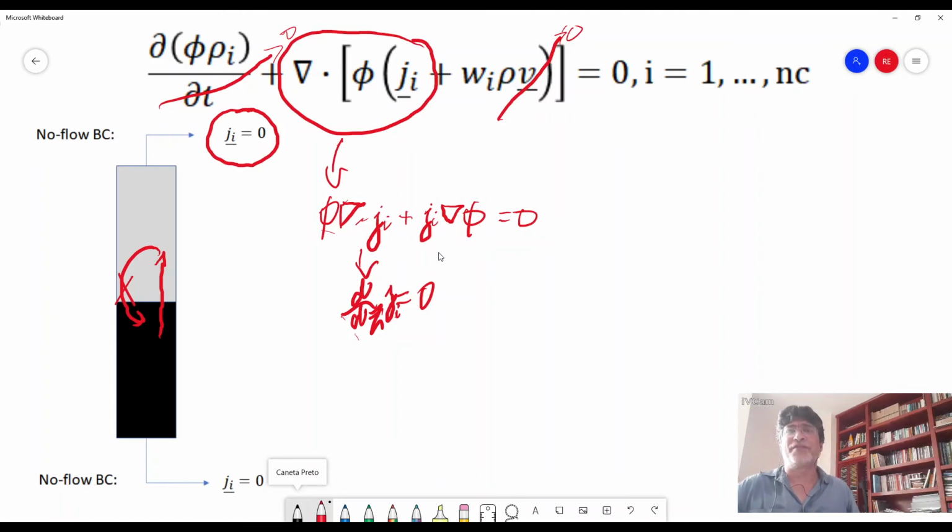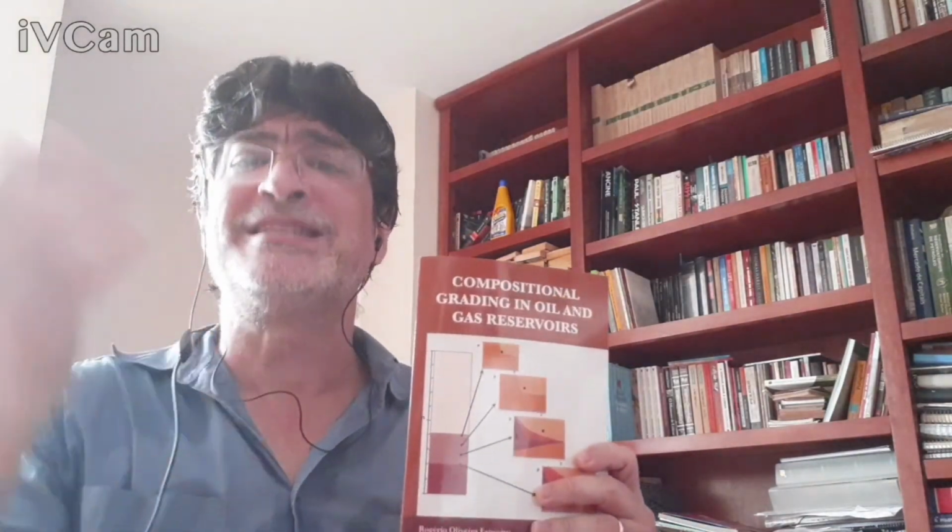Okay, well, I think this explains your doubts. And this was a very, very important question. If you want to know more about compositional grading, take the book, take a read at it, and send more questions.